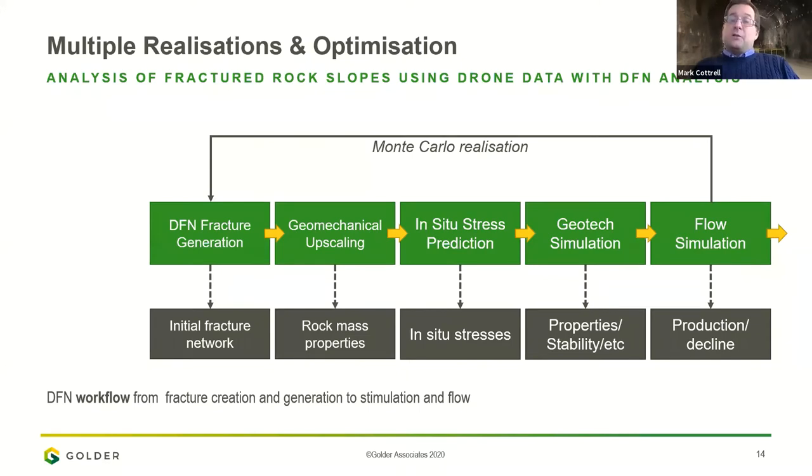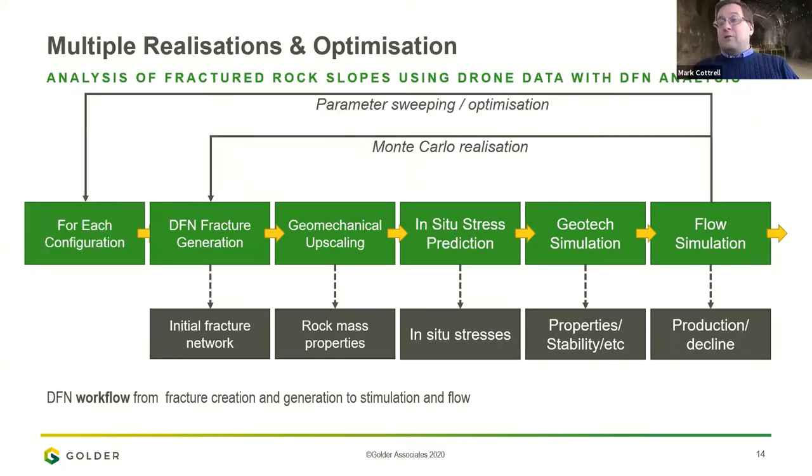As I've said, it's stochastic, so we're doing multiple realizations, so we can get a probability distribution of the types of outcomes that we're seeing, which allows us to then do parameter sweeping. So we can test sensitivities, we can modify our design to actually achieve optimal configurations. So maybe bench face angles, maybe tunnel orientations, we could test those things and assess stability, block sizes, the support requirements using the DFN approach.